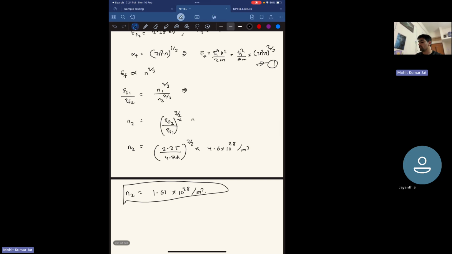If you have the data for the one, the carrier density is 1.61 into 10 power 28 per meter cube. So this is something which we did in this class, and the assignment 2 is complete.